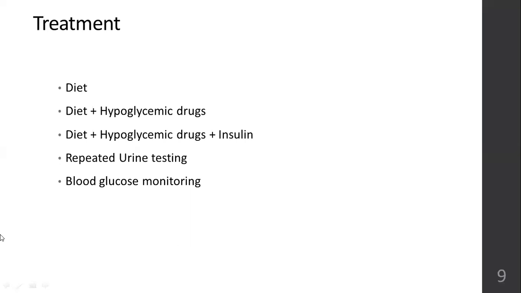Coming to the treatment part of it, there are different principles of treatment: diet plus hypoglycemic drugs. In some cases, diet, hypoglycemic drugs, and insulin also have to be given. Repeated urine testing or blood glucose monitoring, regular blood glucose monitoring, has to be done. These are the principles of treatment.